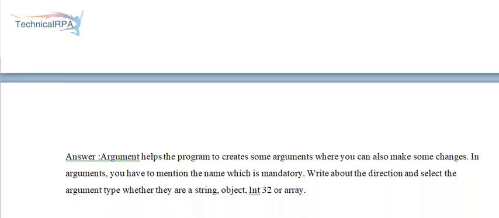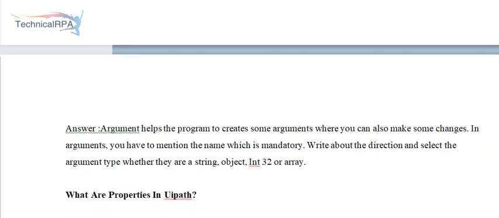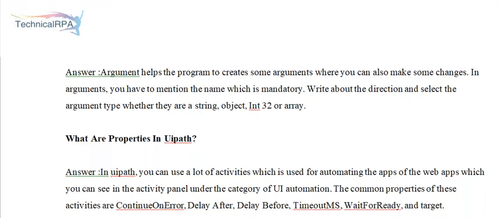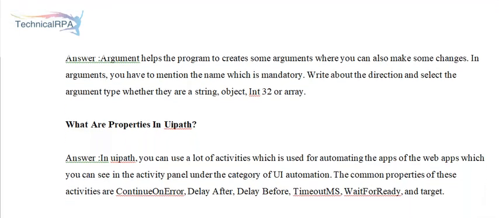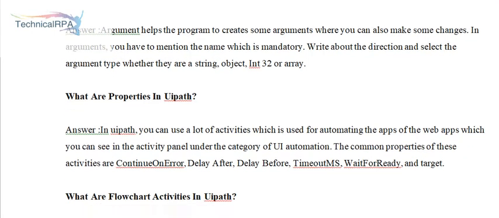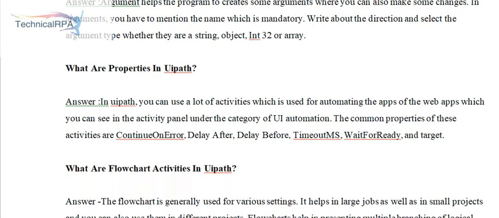What are arguments in UiPath? Answer: Arguments help the program to create some arguments where you can also make some changes. In arguments, you have to mention the name, which is mandatory. Write about the direction and select the argument type, whether it is a string, object, int32, or array.